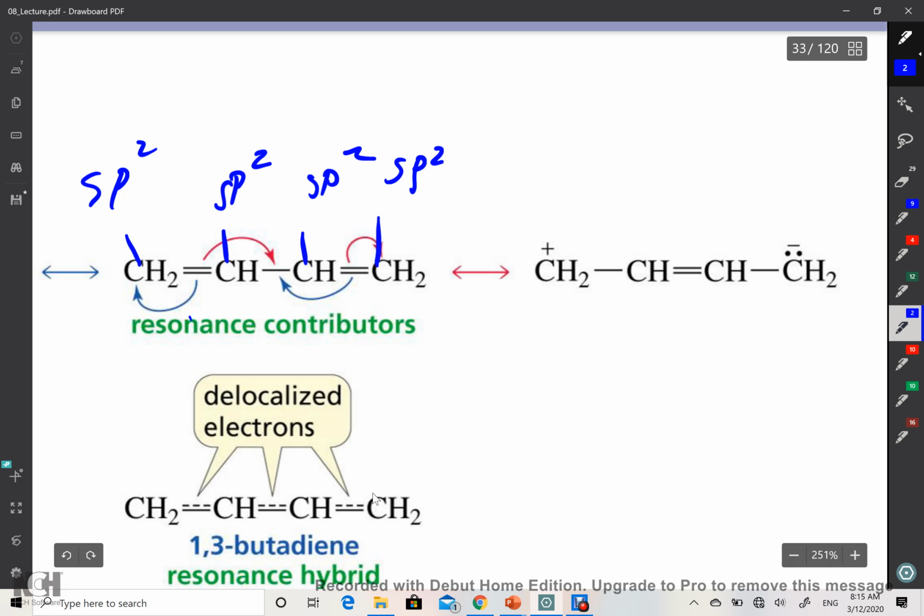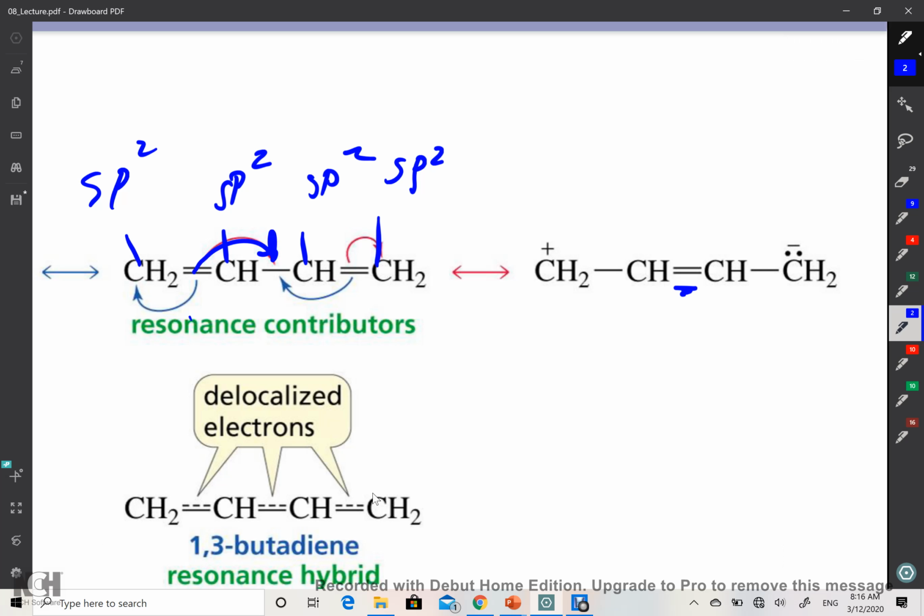Do you see that? They are all sp2. If they are all sp2, it means that they have at least one p orbital. So those p orbital electrons can jump from one orbital to the other. That's what actually causes resonance. So the electrons here move to this and create this double bond.